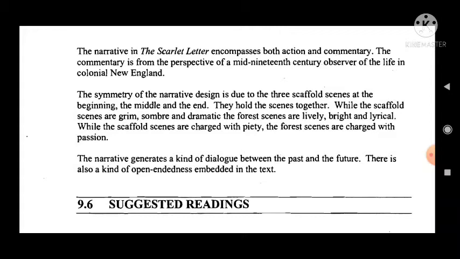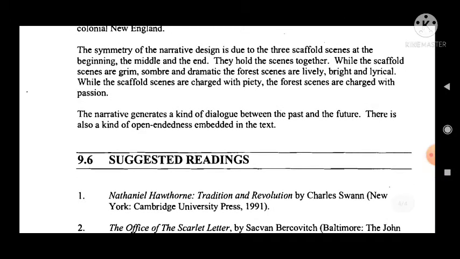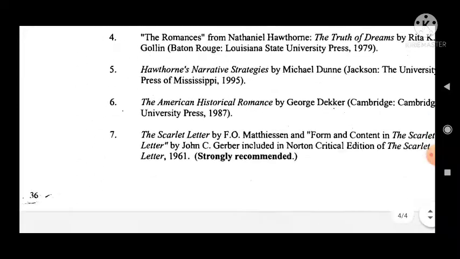While the scaffold scenes are grim, somber, and dramatic, the forest scenes are lively, bright, and lyrical. While the scaffold scenes are charged with pity, the forest scenes are charged with passion. The narrative generates a kind of dialogue between the past and the future. There is also a kind of open-endedness embedded in the text.